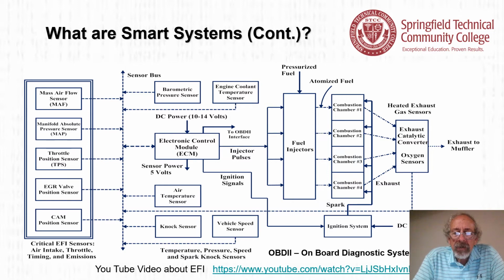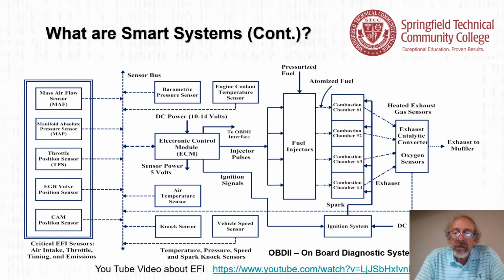There are ignition signals that go out to the ignition system on the right-hand side, and there are injector pulses that go out to the fuel injectors. So the pressurized fuel comes from the fuel pump, which is usually in the gas tank today. And this is a 4-cylinder car, so we've got 4 combustion chambers. So for injector pulses, we've got 4 injectors there, chamber number 1 in the top through chamber number 4 in the bottom.